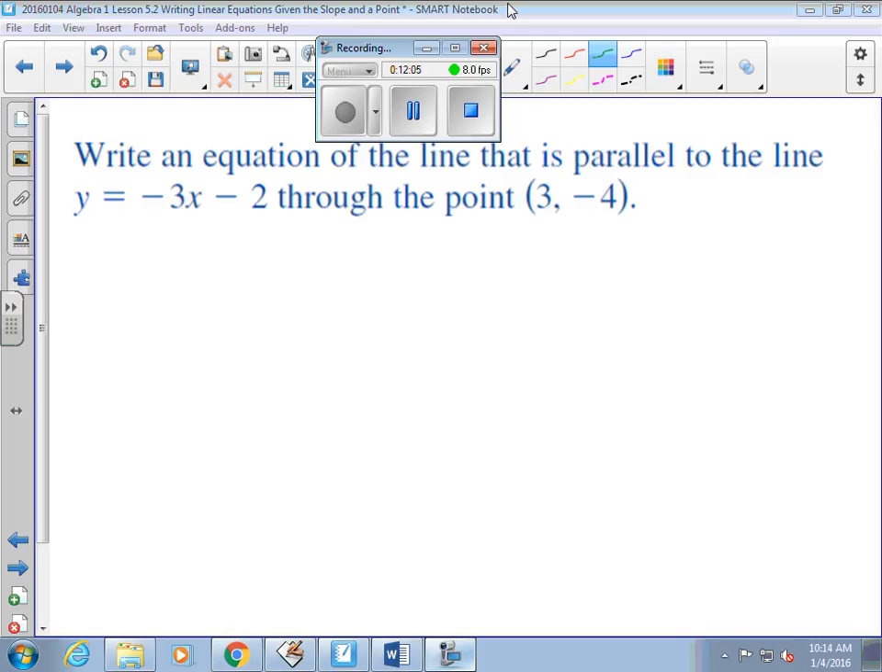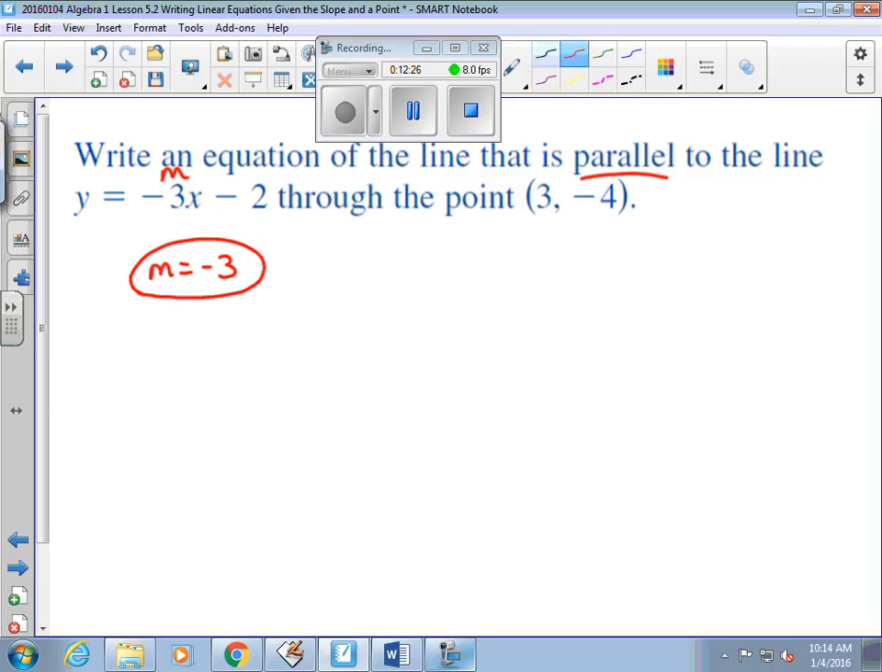Just like the other problems, the first thing we need to do is find a b value. It says the lines are parallel. That means they have the same slope value. So y equals mx plus b. Your m value then is negative 3. So we're going to use the slope of negative 3.